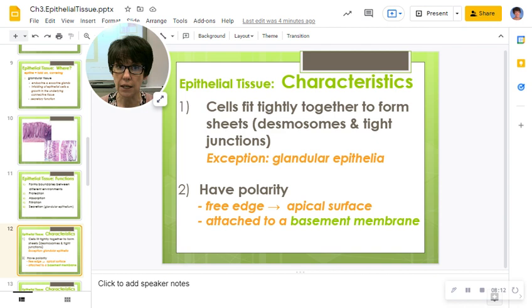Tight junctions also hold together cells that are in the skin as well. We have desmosomes also there. Desmosomes are going to help with mechanical things. If you're rubbing on your skin, you don't want the skin cells to pull apart from each other. So there are what we call desmosomes, which are going to hold those cells together and help protect them from mechanical friction.